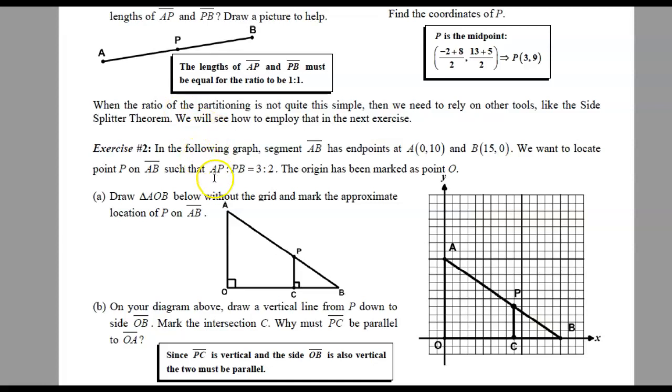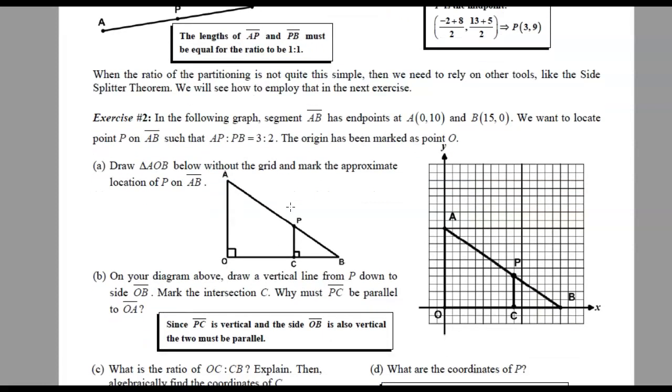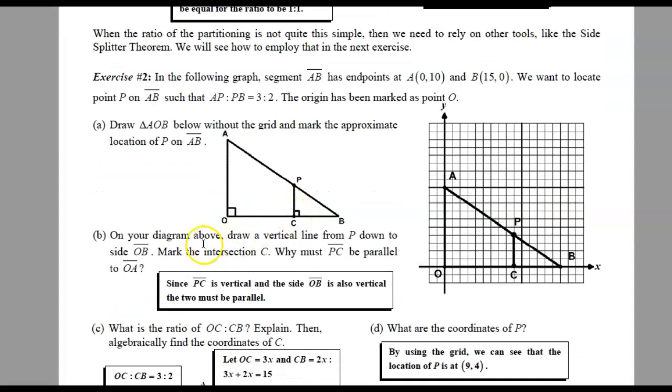Okay, AP is on the left, 3 is on the left, so AP represents 3/5 of the total distance from A to B. And then that 2 means 2/5. So that means it's a little bit farther from A to P than it is from P to B. Okay, and that's how I've drawn it. P is a little bit past midway between A and B. So if I'm using the grid and I'm trying to find that out, well, actually, before I get to the grid, let's go on with this.